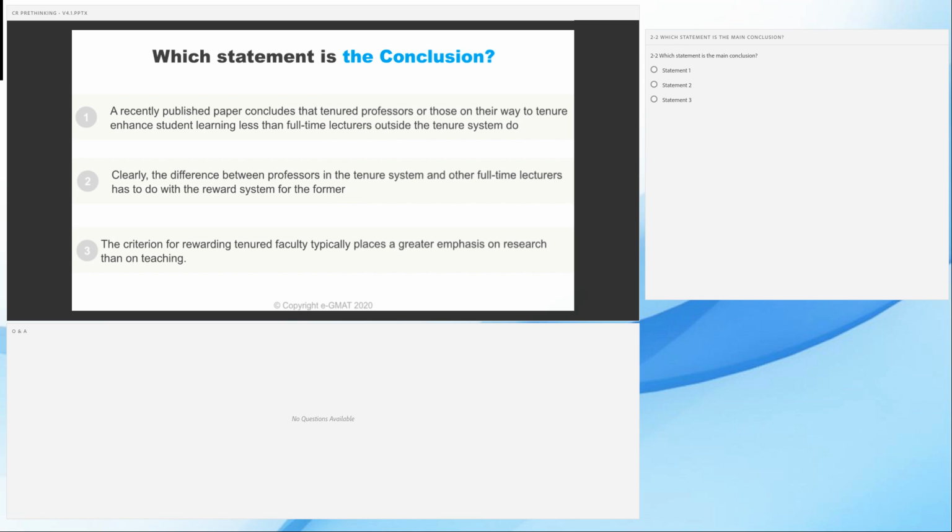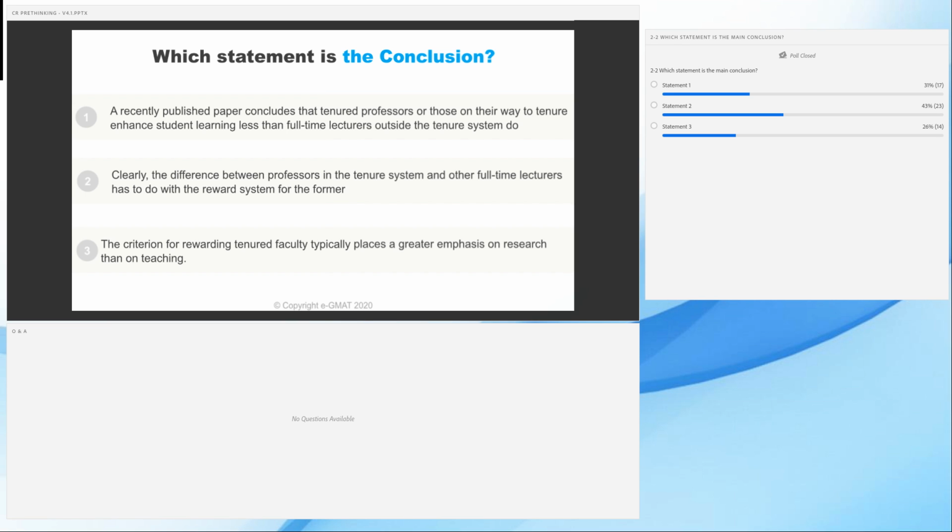I have 20, 25, 32, 41, 44, 45. Want 50 responses. Which statement is the main conclusion? 49, 54, 55. Let me end the poll. Broadcast results. You can see 43% of you are correct. Statement 2 is indeed the main conclusion.